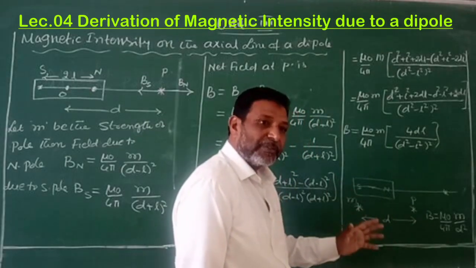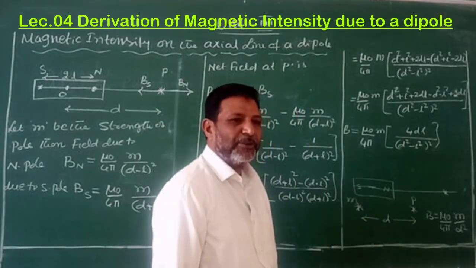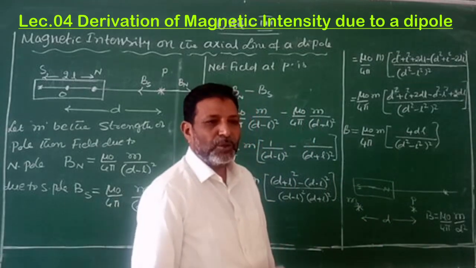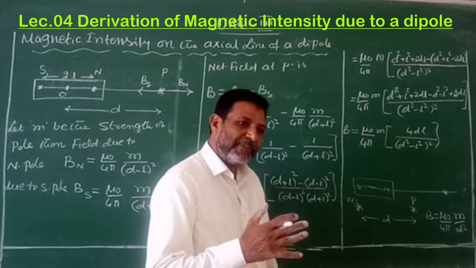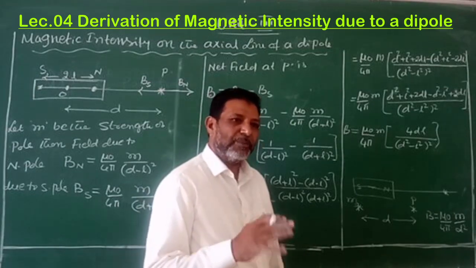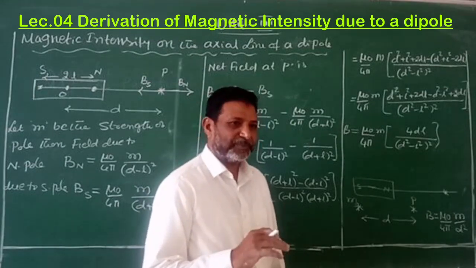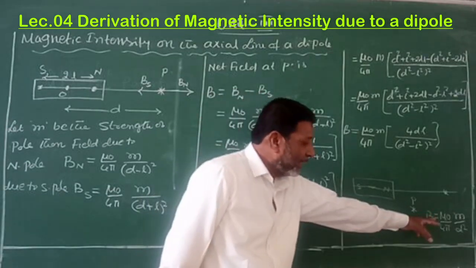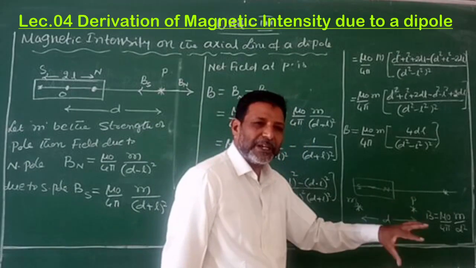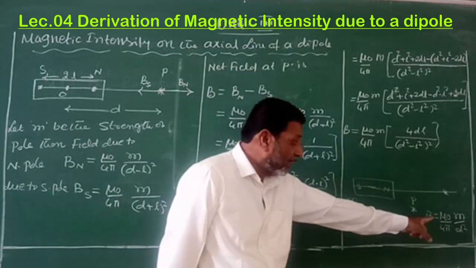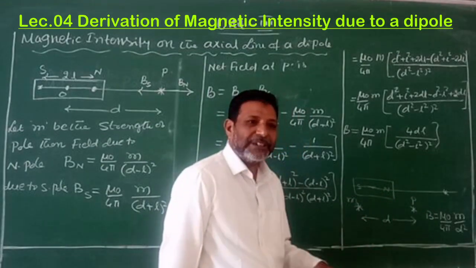Now, the one more point we come across is that the magnetic intensity or magnetic field is a vector, which means it has magnitude as well as direction. Magnitude can be calculated by using this formula. Magnitude means value, like 20, 30, 40. Then what about its direction?